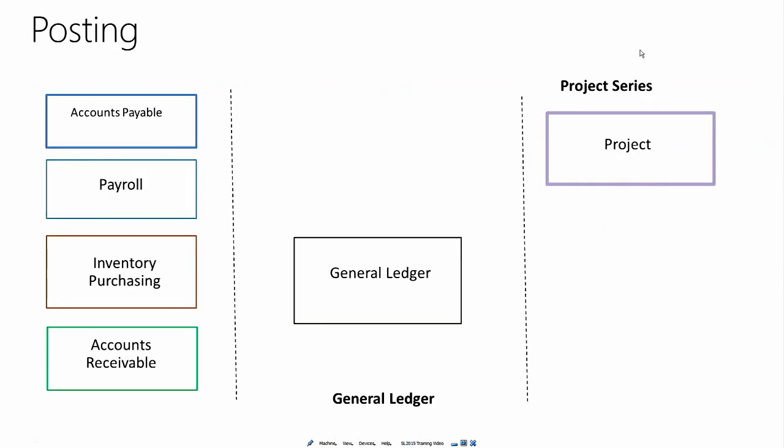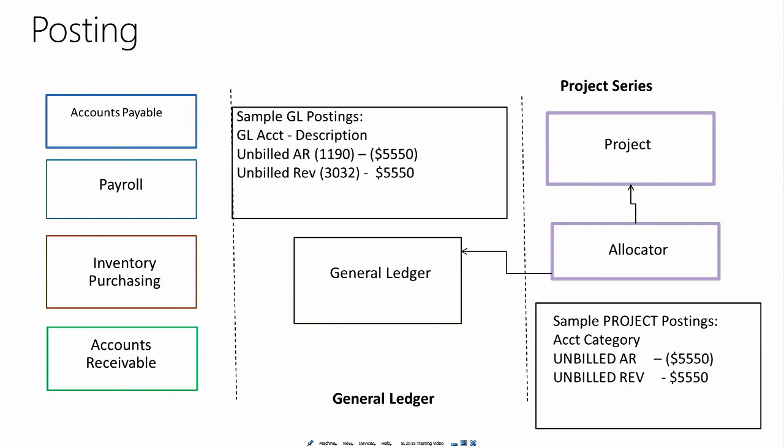So let's review where we've come so far as posting. All the stuff on the left we've already talked about, but when Allocator runs, in previous conversations we've said stuff comes from AP, payroll, inventory, over to project. In this instance, Allocator is actually going to generate records, and it's going to push it to both project and back to general ledger. So when we generate records from Allocator on the GL side, we would get unbilled AR and unbilled revenue for the 5550, and then we would also get labor or project postings to those same account categories, unbilled AR and unbilled revenue.